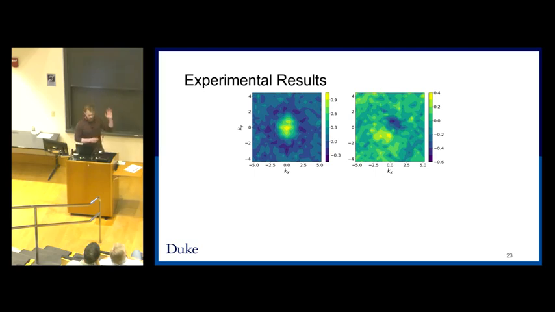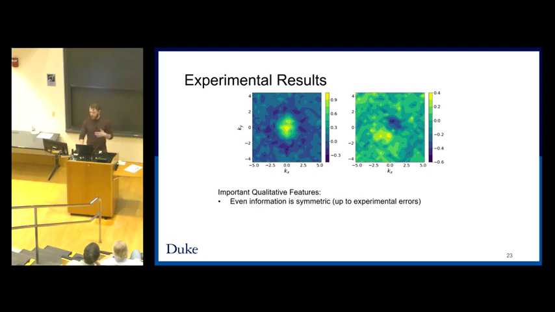So this is the characteristic function. On the left you have the sigma z basis, so it's just the cosine part, the even information, and on the right you have the sinusoidal information associated with the sigma y basis. So just a couple things to note about this. I don't expect you to have a lot of intuition necessarily, but the even information is symmetric up to experimental error.